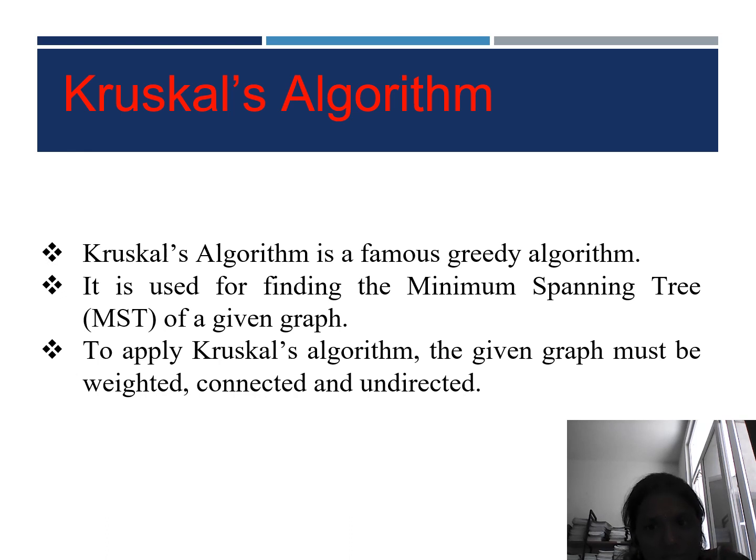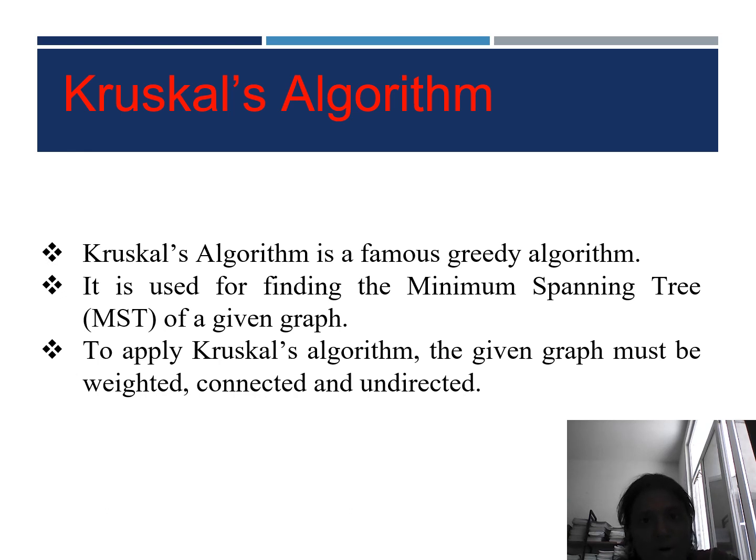Then, this minimum spanning tree is one kind of tree in which the sum of weight of the edges is as minimum as possible. The application for minimum spanning tree is to find the path in a map, or a general example is water supply network and electric grid. In all these cases we are using the minimum spanning tree concept.